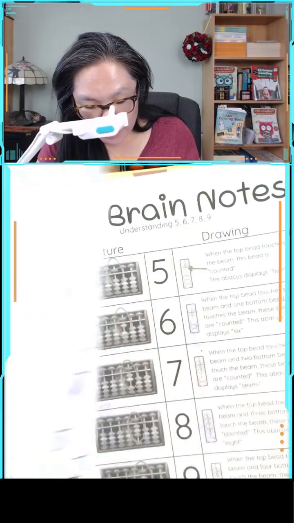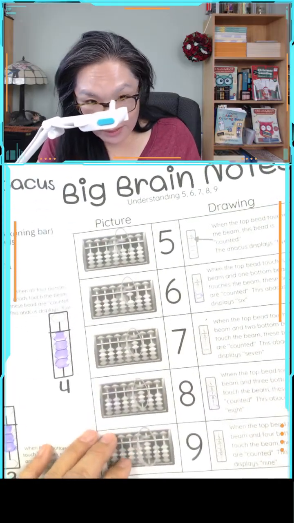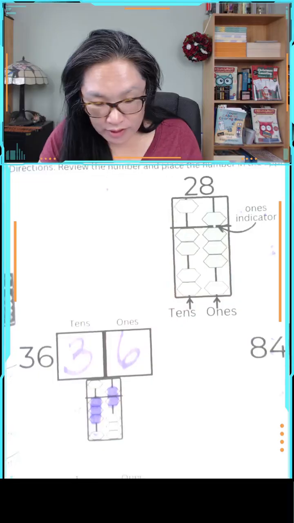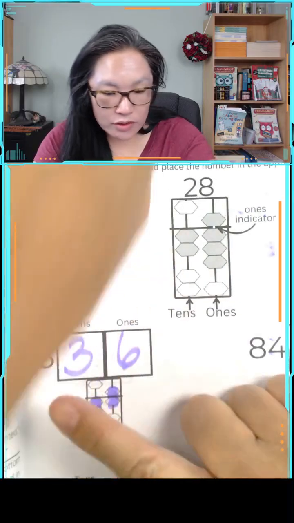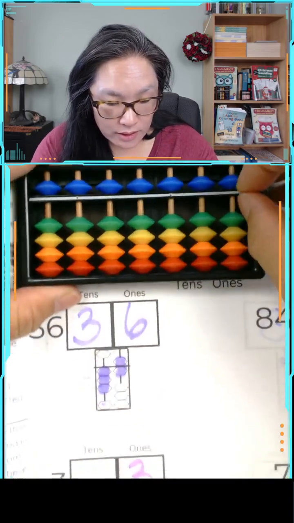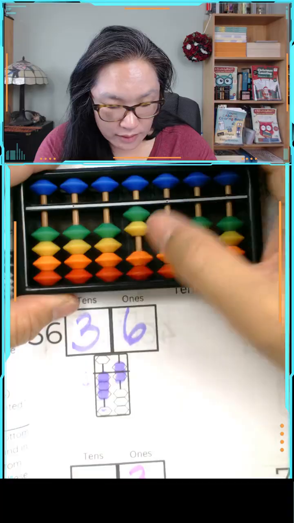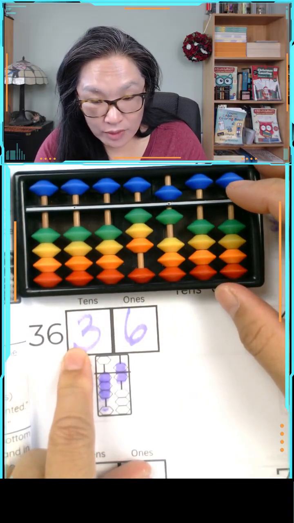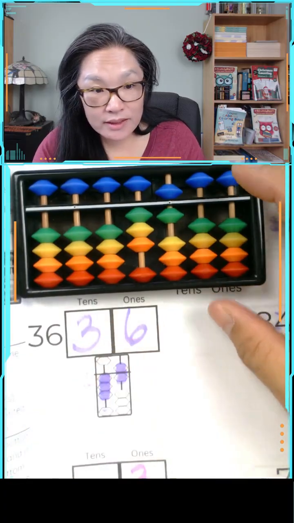In the beginning of the book, I explain how to read it on the abacus, and then we review what the numbers are. So this is 36. So 36 on the abacus would look like 30 and then 6. So the way we break it up as a number, it would be 30 and it would be 6.